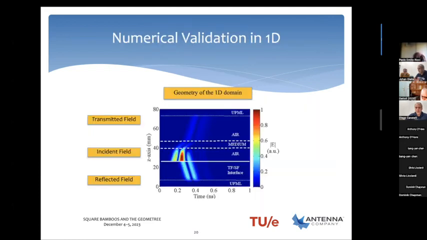So we then validate our model. The validation is carried out in 1D.